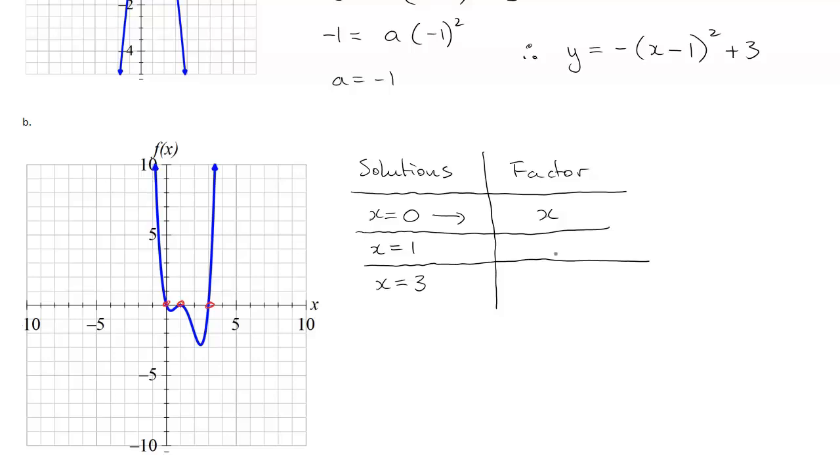Now, this solution here, when you move it over to the other side, x minus 1, that, remember, was, if you look at where it is, a turning point form. So you need to, really important, put a squared around that factor, because it's turning at the axis. And then this one here turns into x minus 3. So your equation becomes f(x) equals x times (x minus 1) squared, times (x minus 3). Okay, so that's our equation.